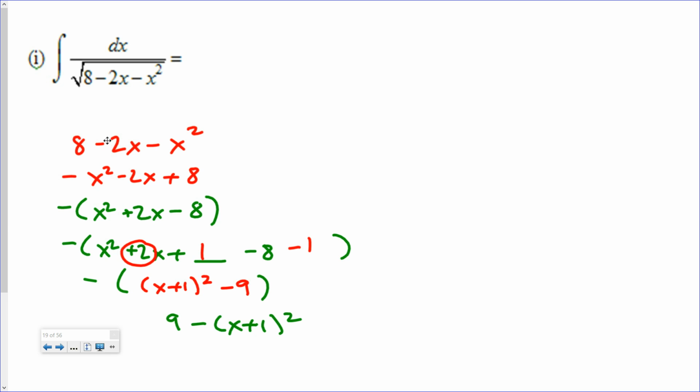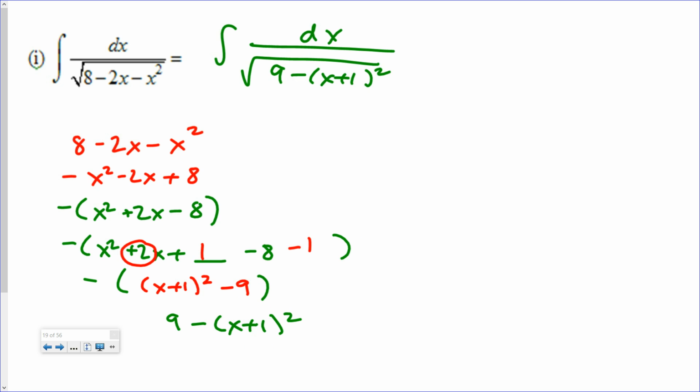This is equal to this. You can FOIL it, subtract it from 9. Okay, go to the closet, do that. And you'll see that this is exactly what you'll get. And so this new problem is dx over the square root of 9 minus x plus 1 quantity squared.